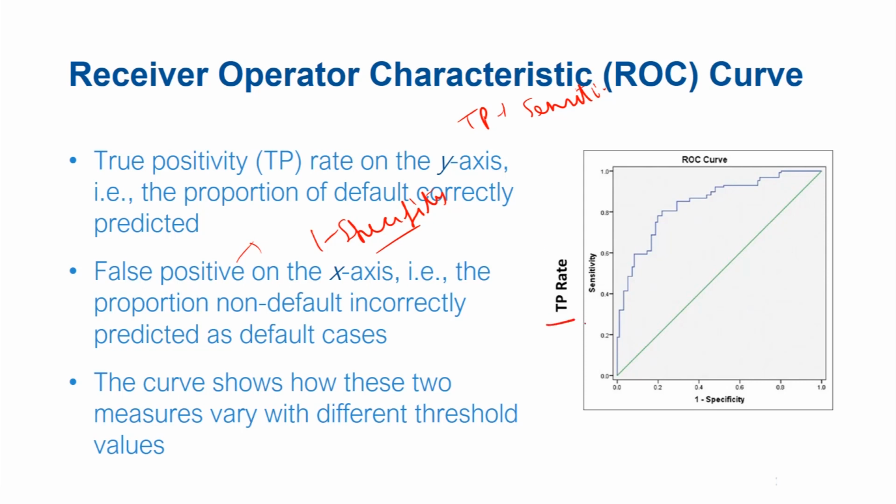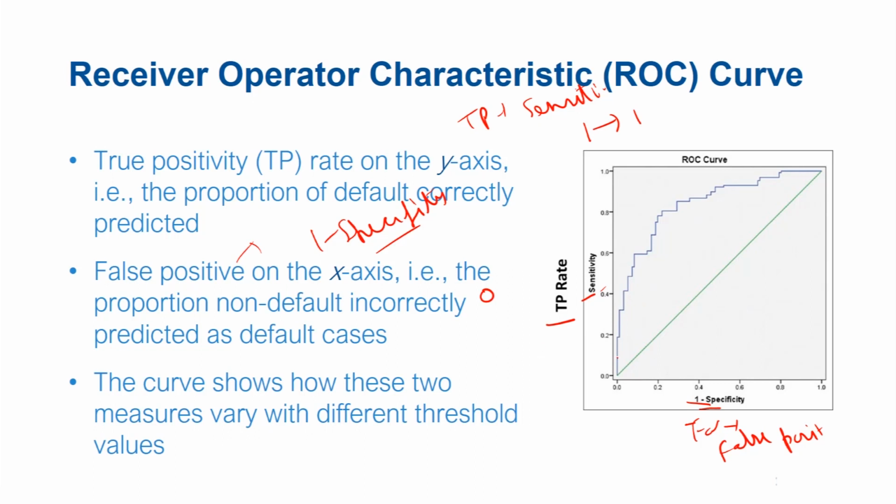Now let us plot true positive and false positive rates on the y and x axis respectively. True positives are essentially the proportion of default cases, that means ones correctly classified as ones, or sensitivity. False positives are non-default cases, that means zeros in our case, incorrectly predicted as default cases or ones, which is 1 minus specificity also. So on the x-axis we have false positives and on the y-axis we have true positives. So sensitivity on the y-axis and 1 minus specificity on the x-axis.